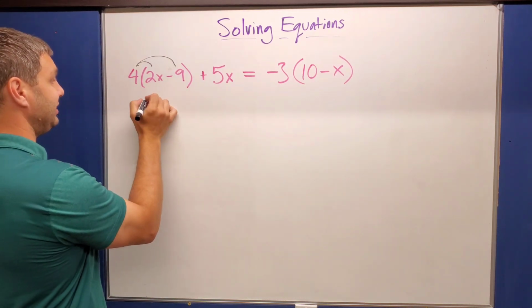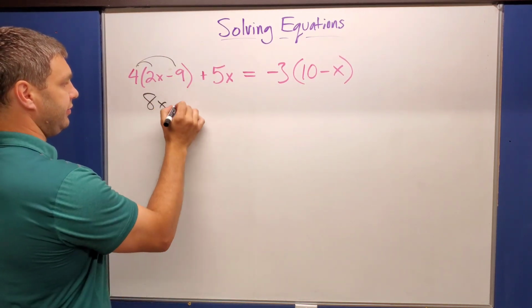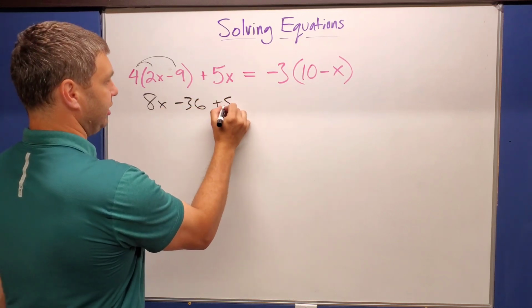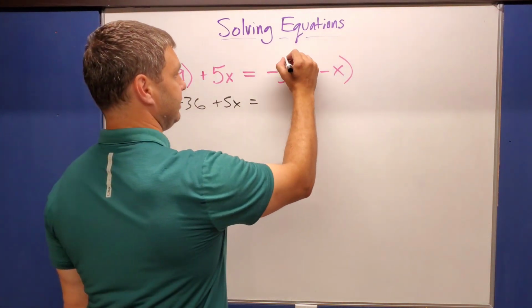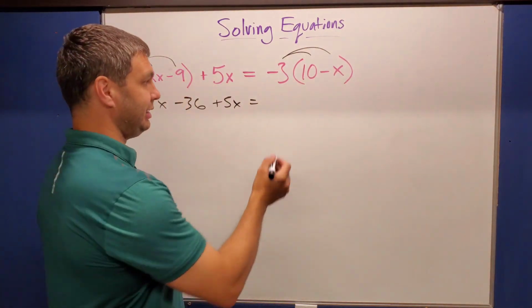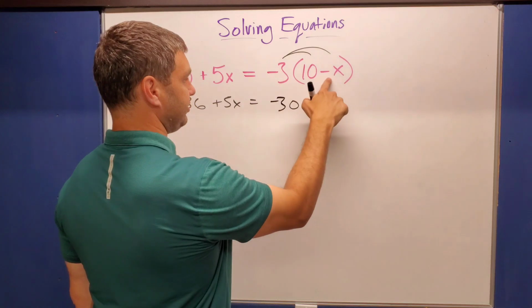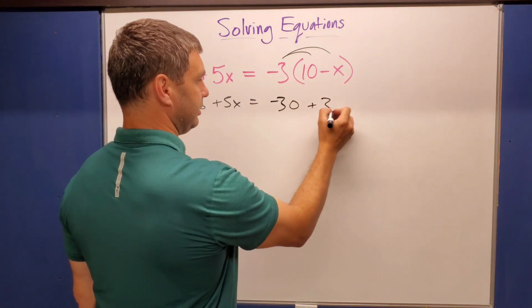So 4 times 2x is 8x. 4 times a negative 9 is negative 36. Bring down the 5x equals, then over here we have another one we have to distribute. In this case, it's the negative 3. So negative 3 times 10 is negative 30. And negative times a negative is a positive 3x right there.